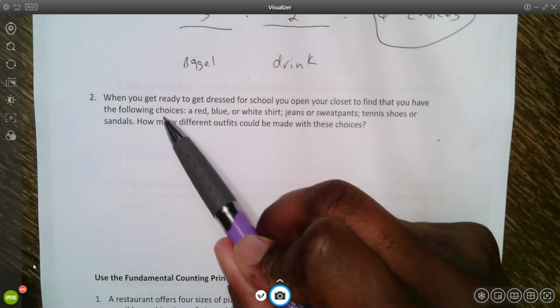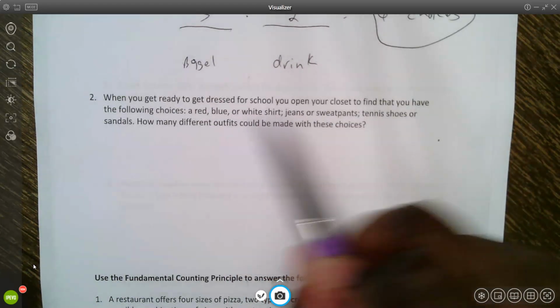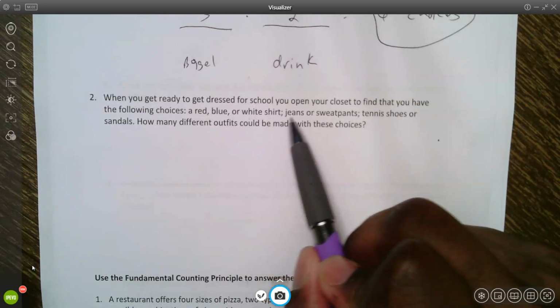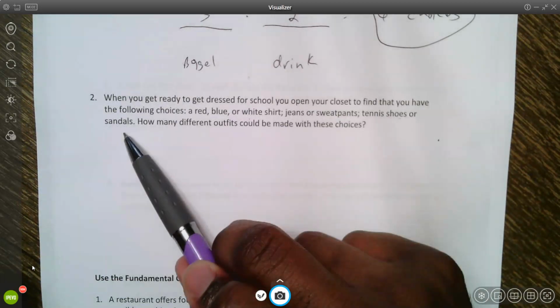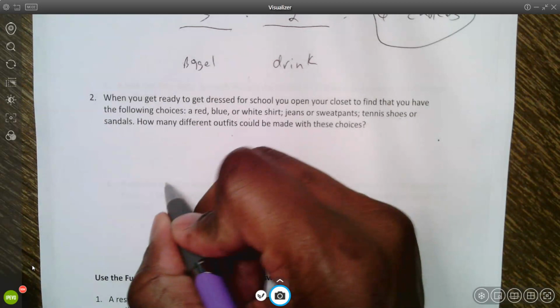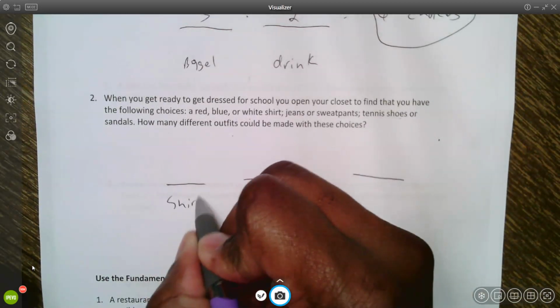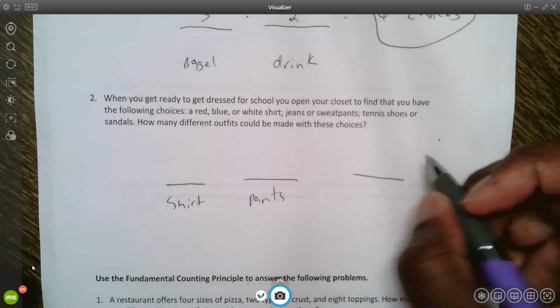Number 2, when you get ready to get dressed for school, you open your closet to find that you have the following choices: a red, blue, or white shirt, jeans or sweatpants, tennis shoes or sandals. How many different outfits can be made? So I got 3 things I'm wearing. I have to wear a shirt, and I have to wear pants, and you have to wear shoes.